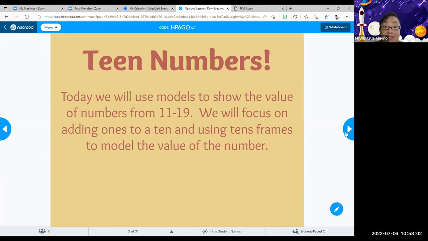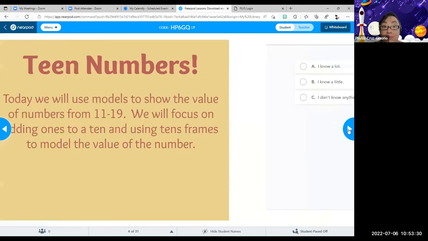So we're going to focus on adding ones, little baby ones, 1, 2, 3, 4, 5, 6, 7, 8, 9, to a complete and full 10. So we can add ones to a 10 and we'll create teen numbers, any numbers between 11 and 19. We're going to use tens frames to help model the value of these numbers. Okay, so why are we doing it?